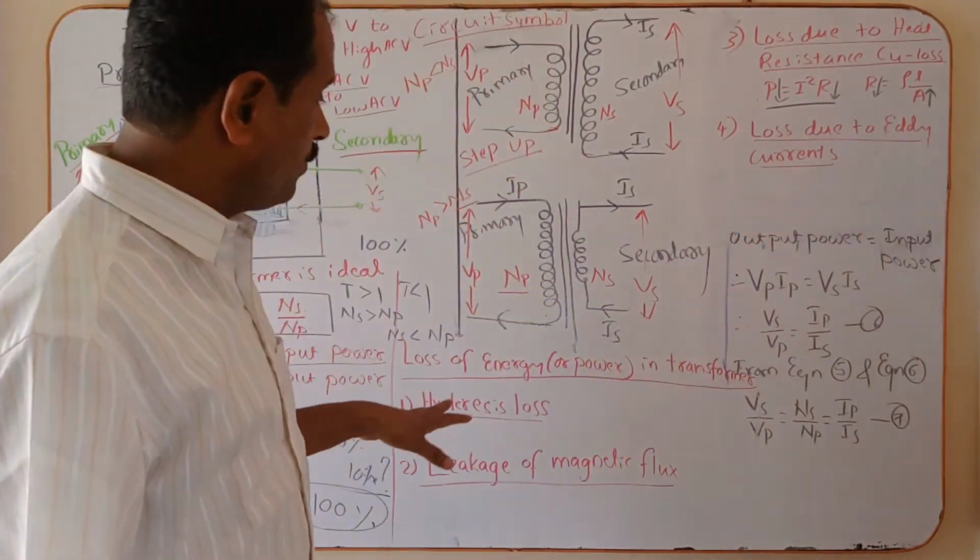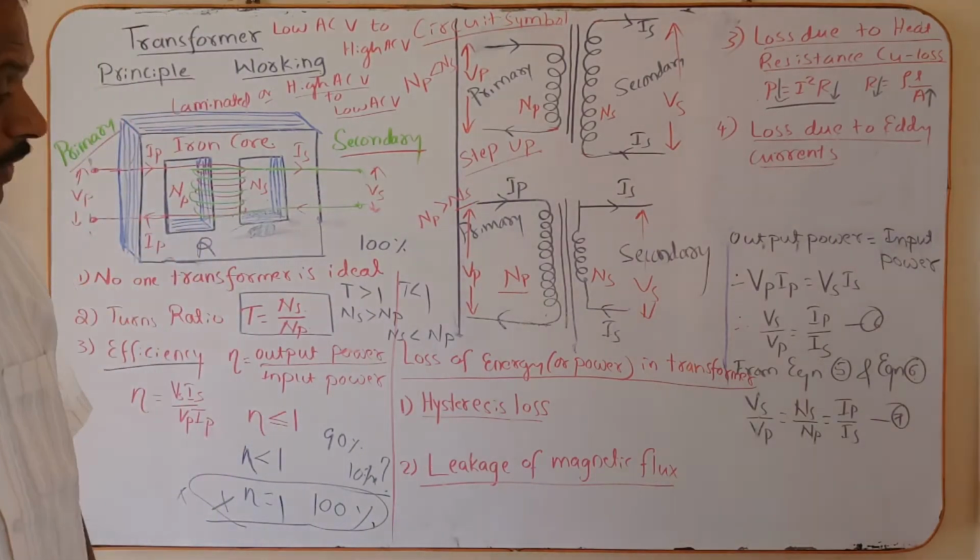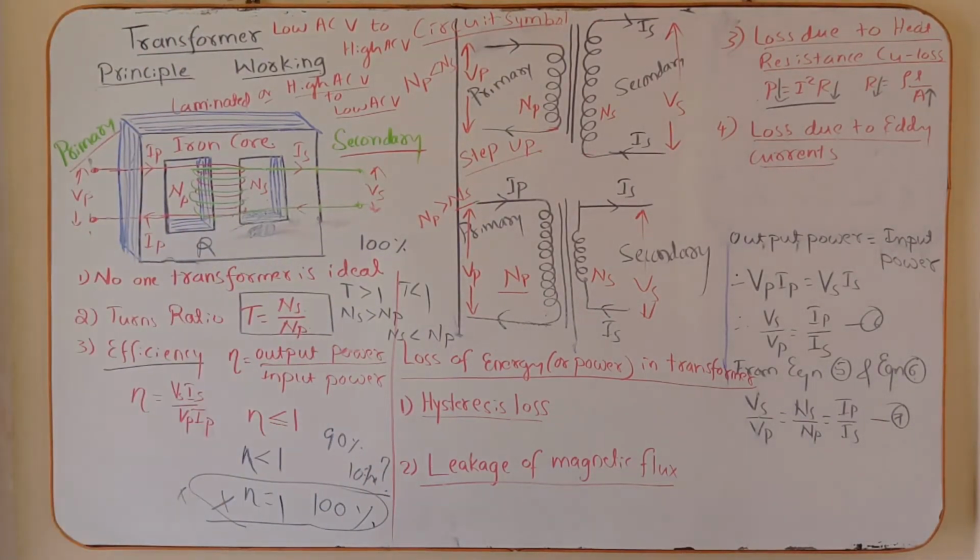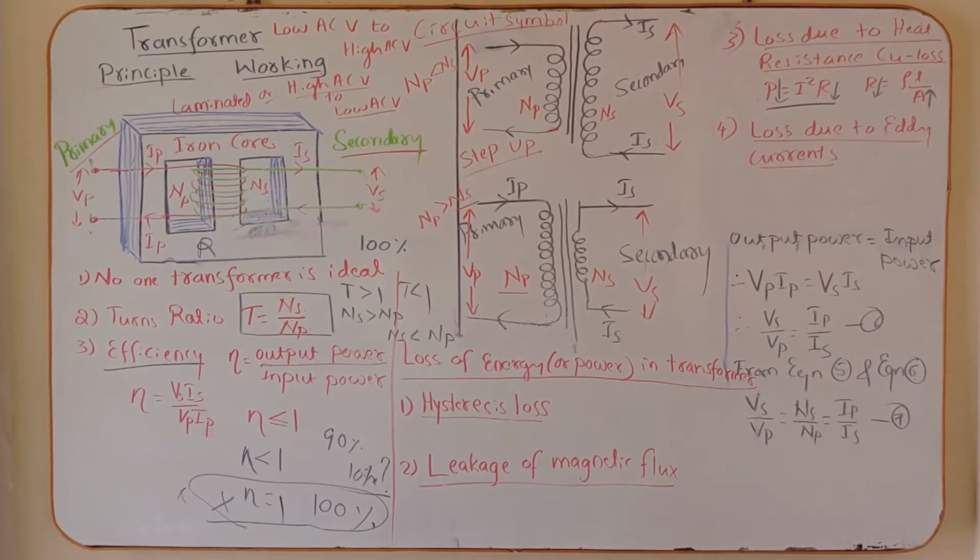These are the four very important points for why power or energy is lost in the transformer. You mention or write these points and you get the marks. If they ask a two-mark question, you write 2 points and you get 2 marks. One is hysteresis loss, loss due to the leakage of magnetic flux, loss due to the heat in the resistance or copper loss, and loss due to the eddy current. These are the 4 important reasons.